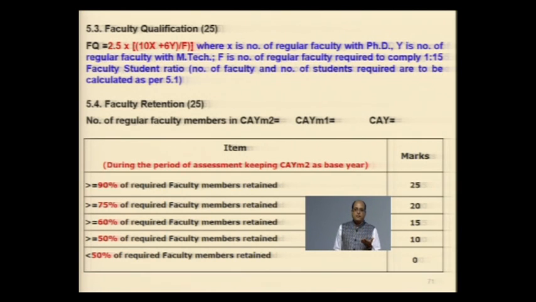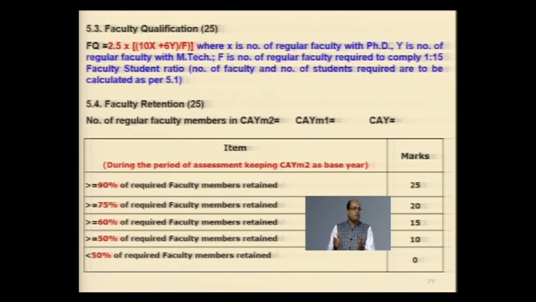If a base year becomes the indicative number of faculty members which should be available in the program as per the 1:15 teacher-student ratio, and the program is able to retain 90% of the faculty members during the period of assessment, then the program will get full marks. It is expected that they should be able to retain a minimum of 50% of faculty. So based on the retention from 50% to 90%, the program will get marks of 25, 20, 15, 10. And if they are not able to retain 50% of the faculty members, then the program will get 0 marks.